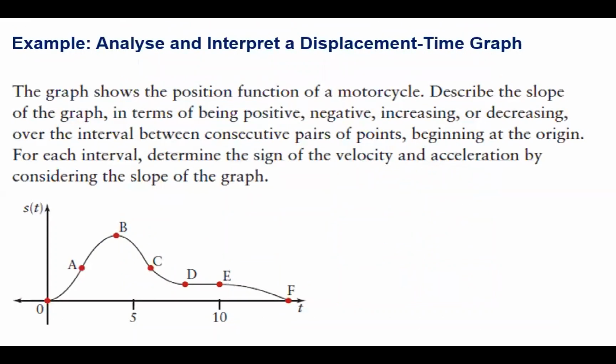Okay, if no questions, let's consider another example. Can you analyze and interpret a displacement-time graph? The graph below shows the position function of a motorcycle. Describe the slope of the graph in terms of being positive or negative, increasing or decreasing, over the interval between consecutive pairs of points, beginning at the origin. For each interval, determine the sign of the velocity and acceleration by considering the slope of the graph. Okay, I'll give you 3 minutes to consider this question.